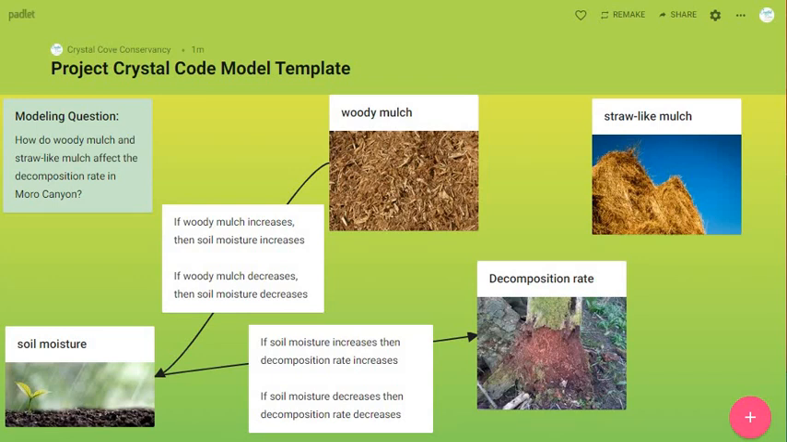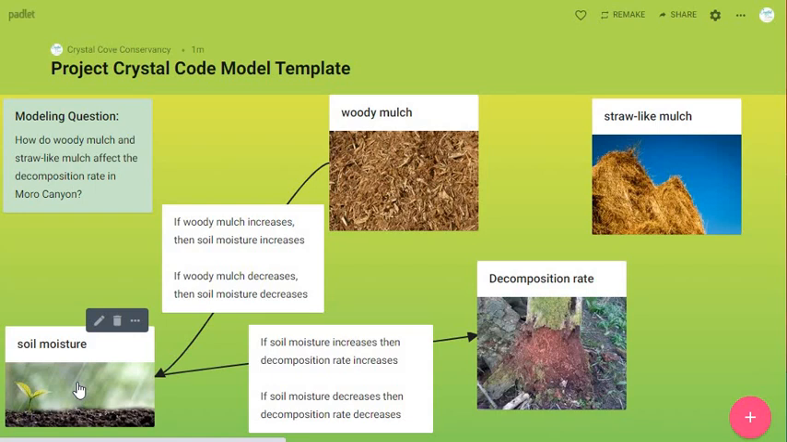So first, I want to know what happens to the decomposition rate if there is an increase in woody mulch being used at our restoration site in Morro Canyon. I'll write that question down in my field notebook. Then I'll start at woody mulch and follow the first conditional. If woody mulch increases, because that's what we're asking about, then soil moisture increases. Now we're getting a little closer to decomposition.